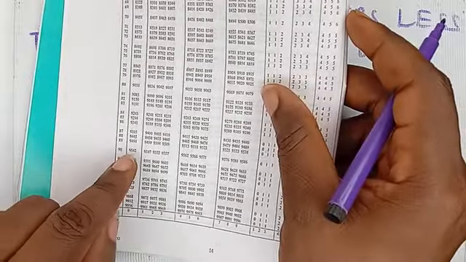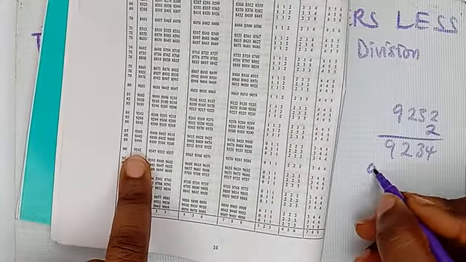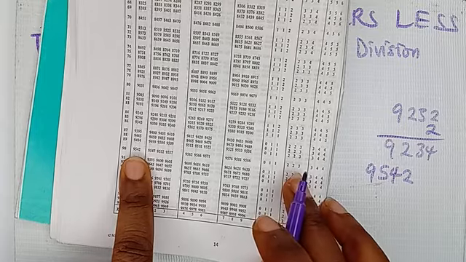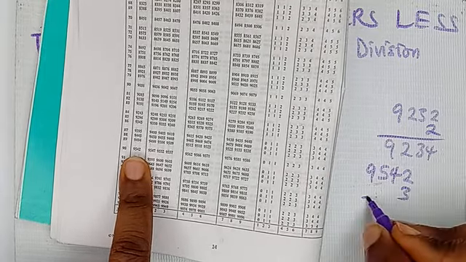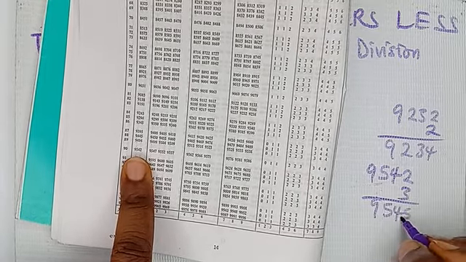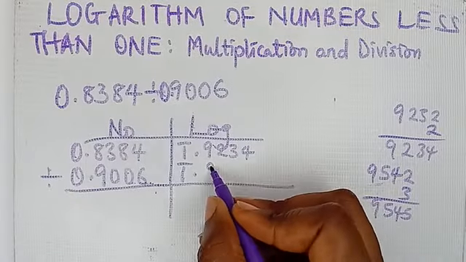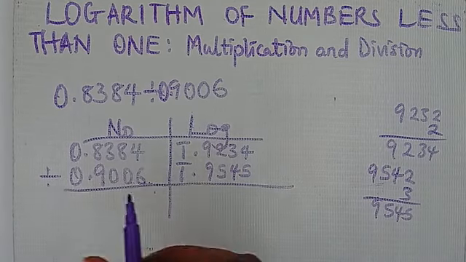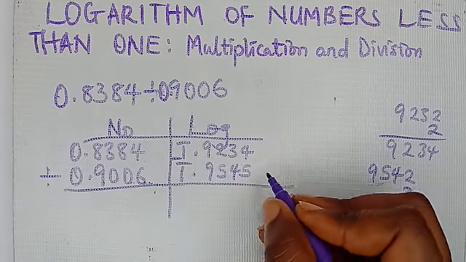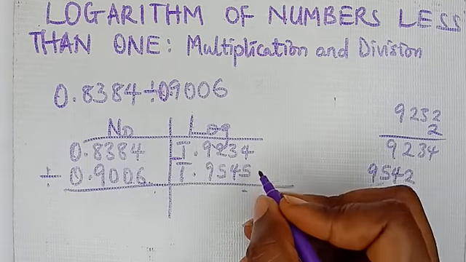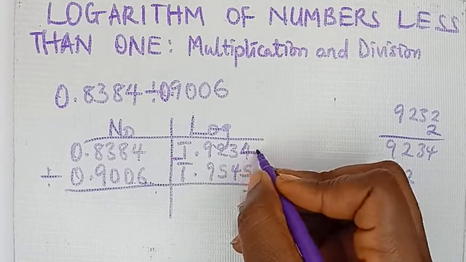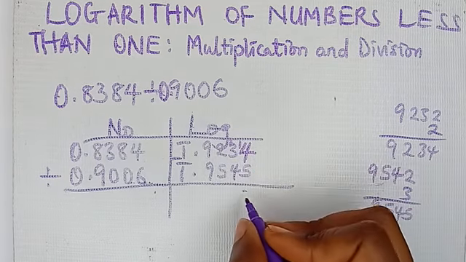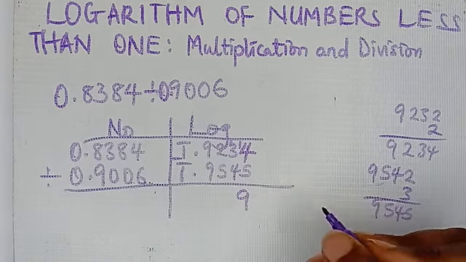So we have 90 under 0, 9542. Difference 6 is 3. So we add that up, 9545. Remember, it is division. Therefore, this is going to subtract. We have 4 minus 5, we cannot. Okay, so we borrow 1, this remains 2. 14 minus 5 is 9.